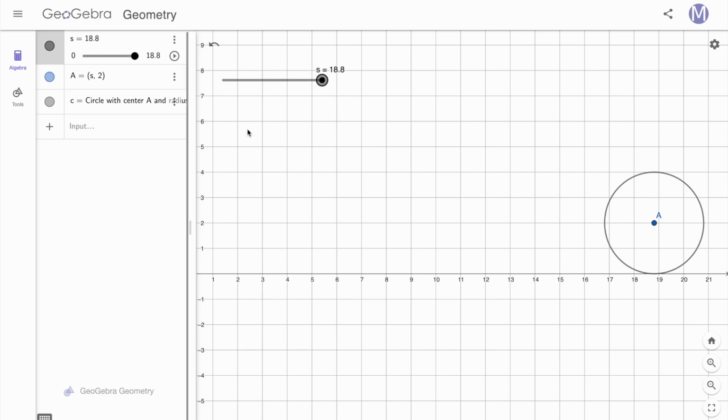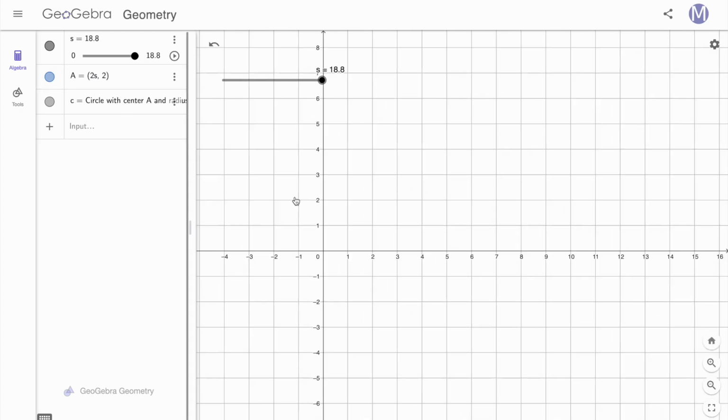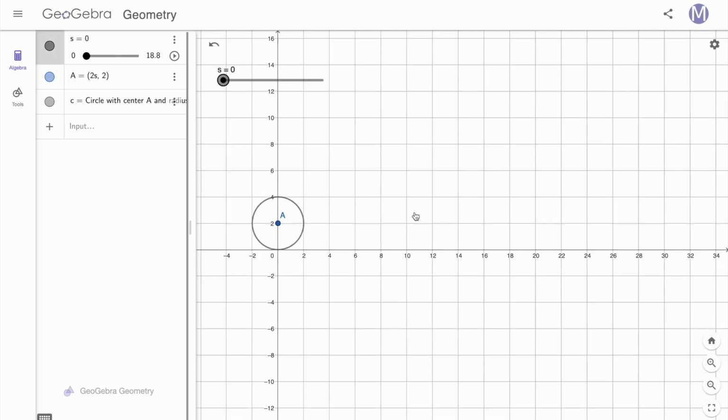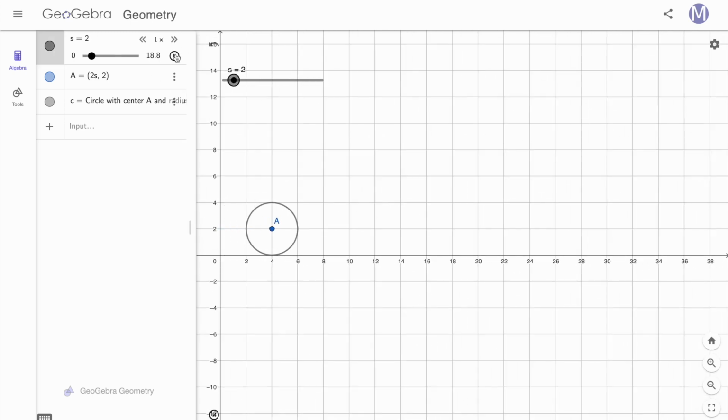And the reason is because I have 3 full rotations, but I haven't accounted for that my radius is 2. So I'm going to multiply 2 times s, and that's actually going to take my wheel the full path. So now I'll go all the way to 12 pi meters.